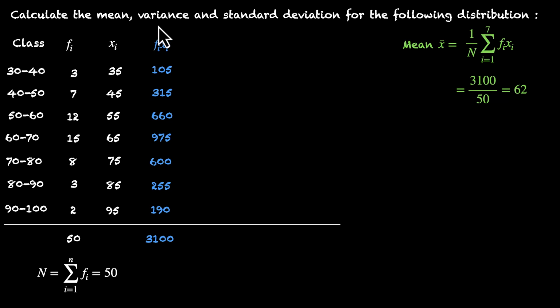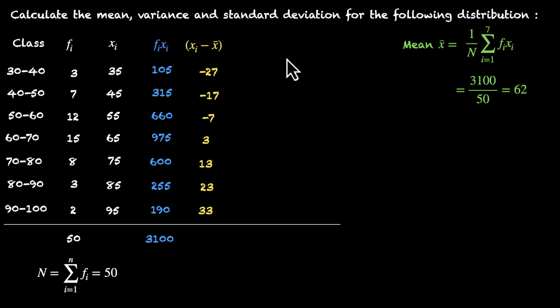Now we'll figure out the variance. For variance, we take the difference between xi and mean for all of these. So let's add another column, xi minus mean. So 35 minus 62, that's minus 27. 45 minus 62, that's minus 17. 55 minus 62, that's minus 7. 65 minus 62 is 3. 75 minus 62 is 13. 85 minus 62 is going to be 23, and then 33. So this is xi minus x bar for all of these classes.